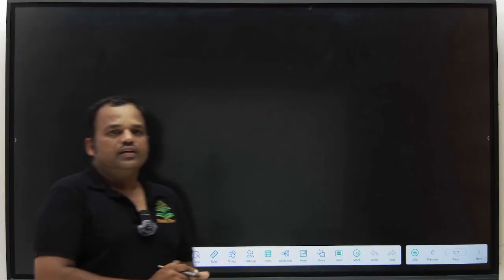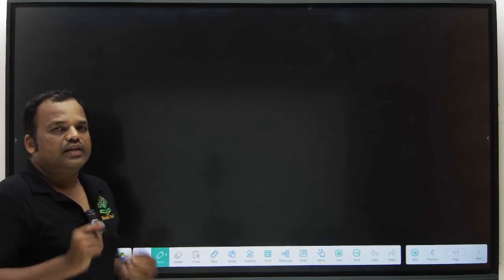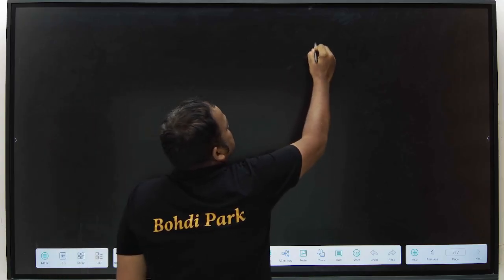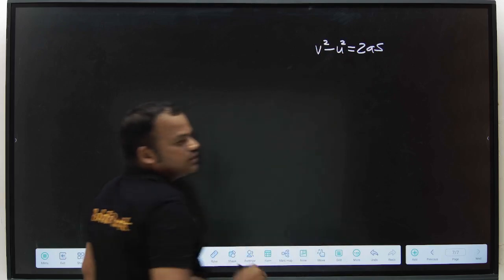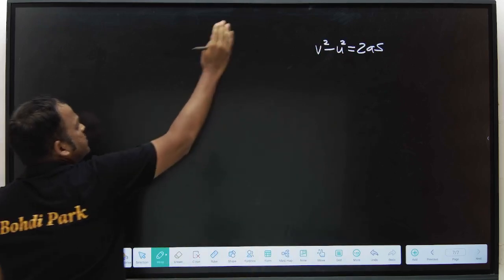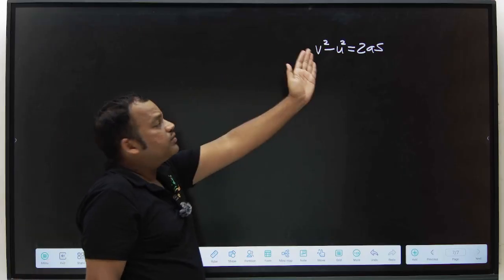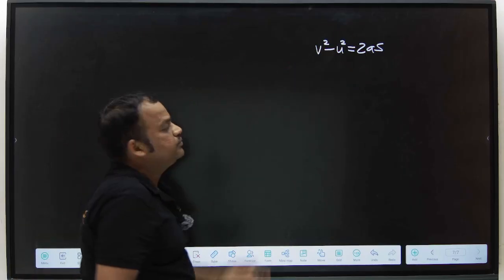Next short trick is based on the second equation of motion, which is V square minus U square is equal to 2AS. Let's use this equation of motion. V square minus U square is equal to 2AS.